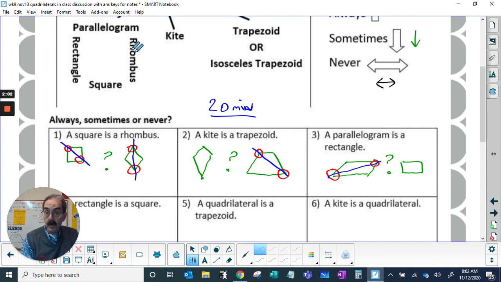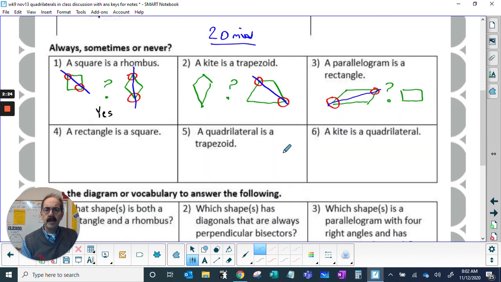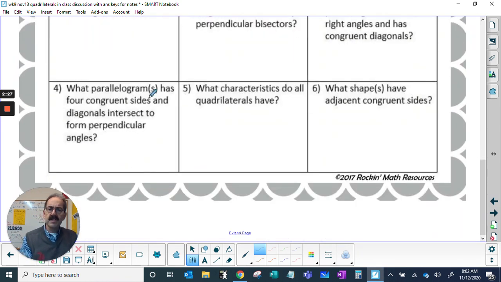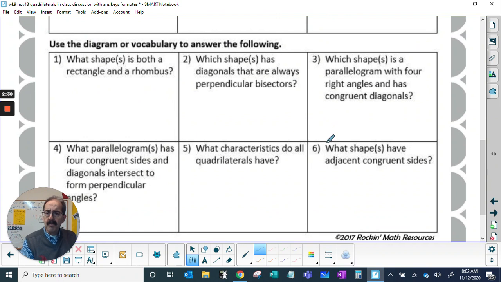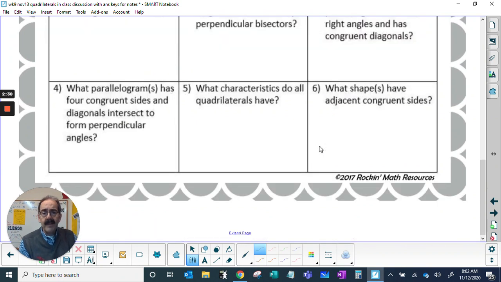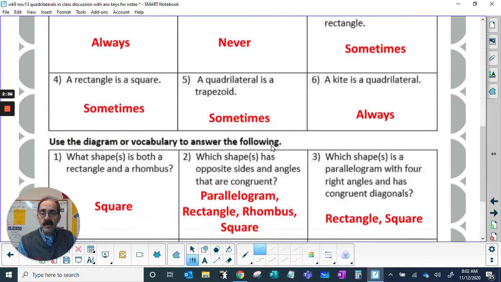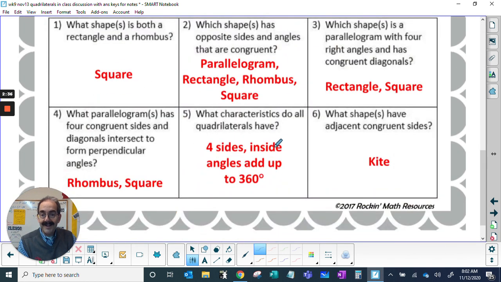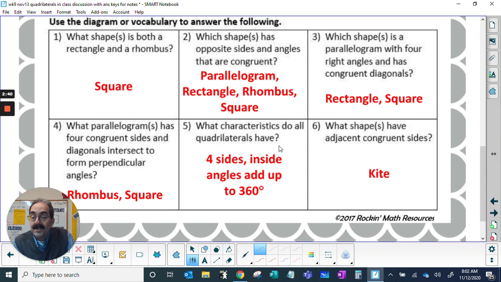Is a square a rhombus? A square is a rhombus. You can say that. But a rhombus is not necessarily a square because it may not have the 90-degree angles. Is a kite a trapezoid? Go through each of these scenarios. That's the most important part. And then, if you have to, you can refer to the answer key. And it's in your notes section.